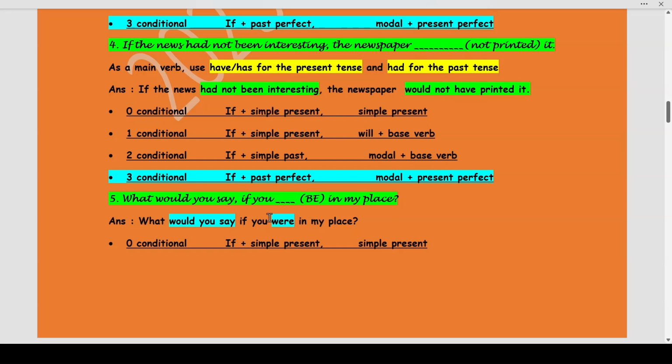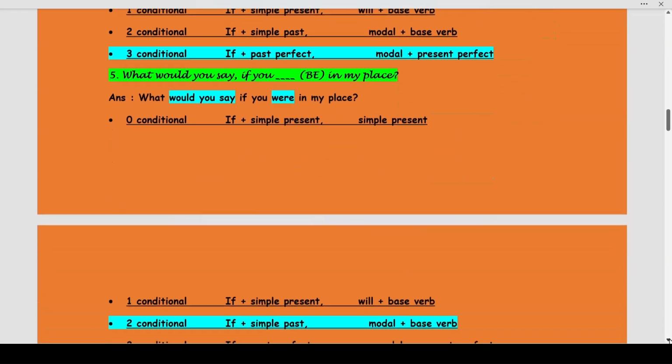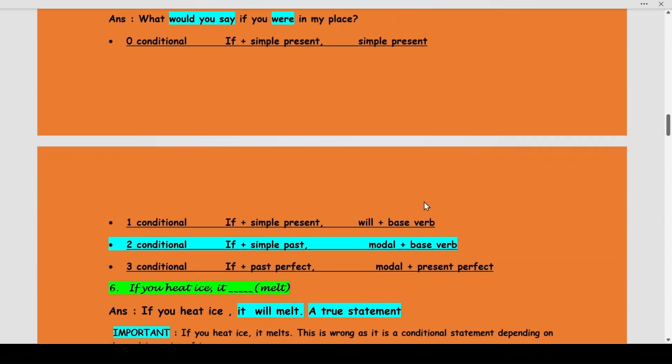Number 5, what would you say if you dash be in my place? What would you say if you were in my place? Why? Because as we examine the 4 conditionals, we find that this is type 2, because what would you say is modal plus base verb. Modal over here is would and base verb is say. So the first part, if plus simple past will be, and what is the past form of be? It is were. So what would you say if you were in my place?